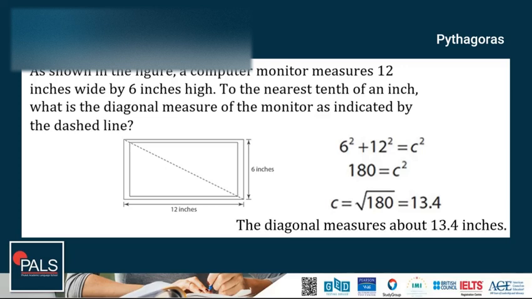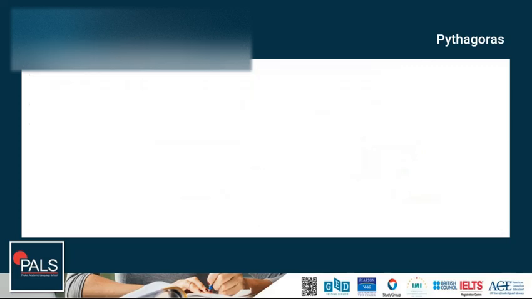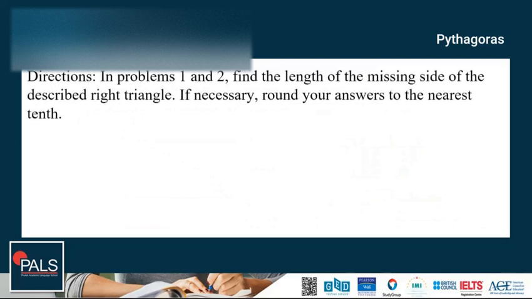As you work with the Pythagorean theorem, make sure you know whether you are trying to find the length of a leg or the hypotenuse. Also, don't forget to watch for areas where right triangles are not obviously present. Let's try some more examples. Directions: in problems 1 and 2, find the length of the missing side of the described right triangle. If necessary, round your answers to the nearest tenth.